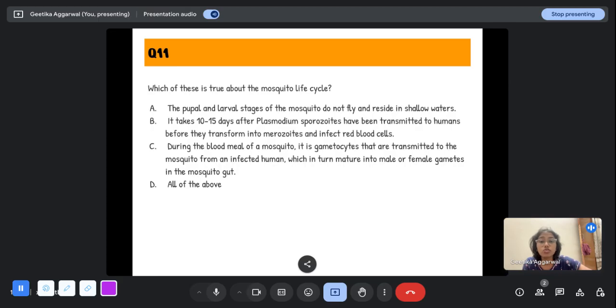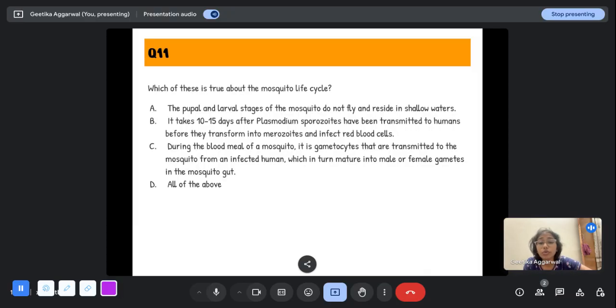Which of these is true about the mosquito life cycle? Number one, the pupal and larvae stages of the mosquito do not fly and they reside in shallow waters. Number two, it takes 10 to 15 days after Plasmodium sporozoites have been transmitted to humans before they transform into merozoites and infect the red blood cells.